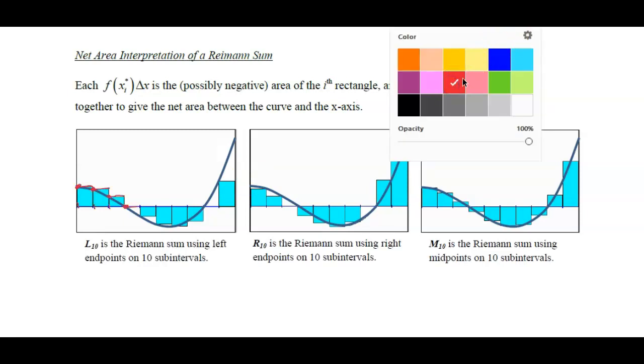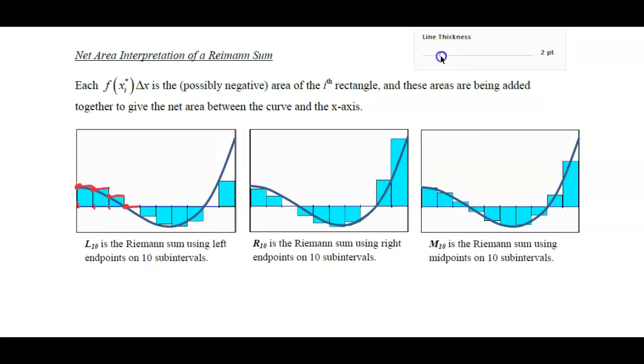I'm going to change this to something a little more noticeable and a little more thick. So all these left points we'll just put in right here, and that'll make a left-hand sum. Whatever those are times the width, basically taking all these areas.